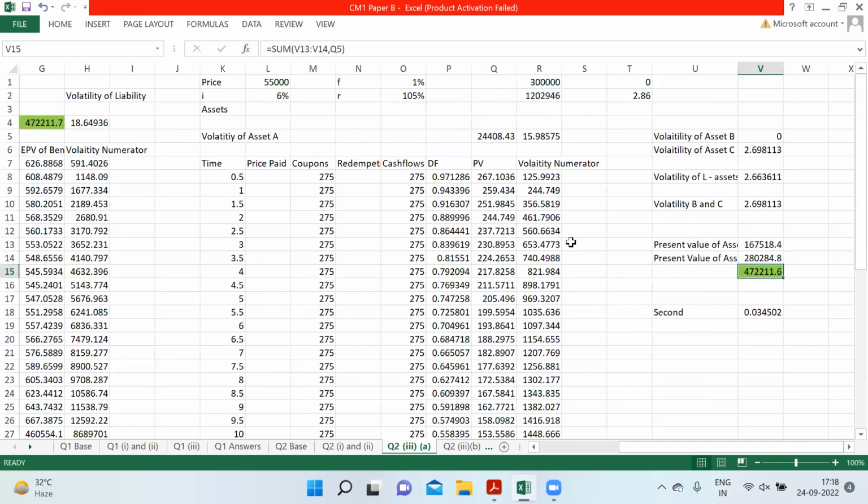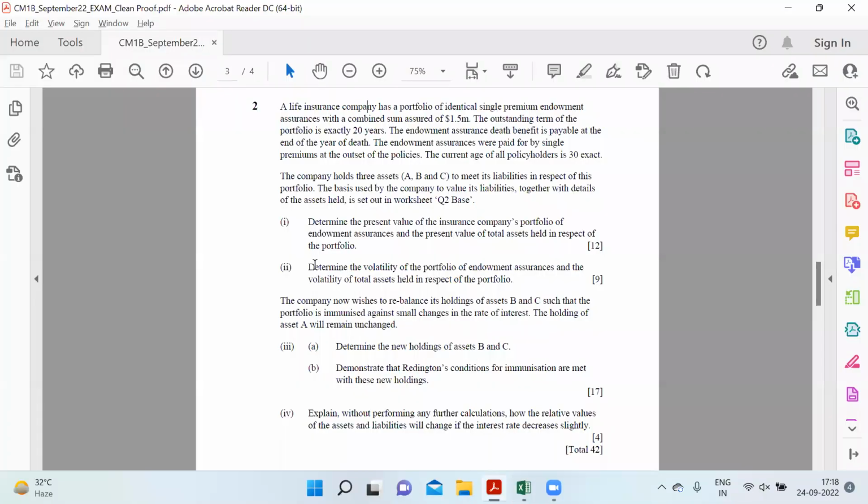So we have calculated all the present values. I have done everything in one sheet. You can obviously do it in separate sheets given the split of the question. Then we have been told, this was part 1, to determine the volatility of the portfolio of endowment assurance and the volatility of assets in respect of both portfolios.